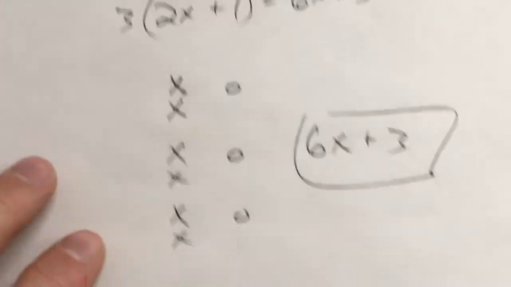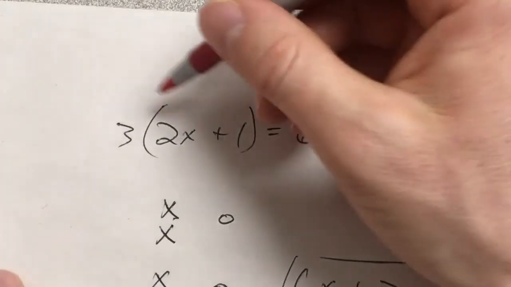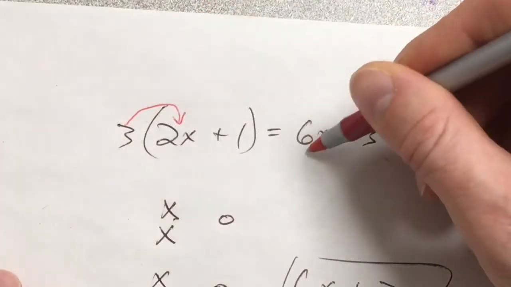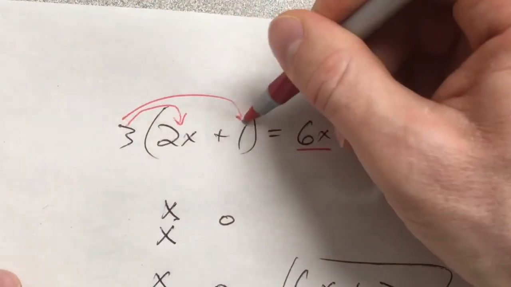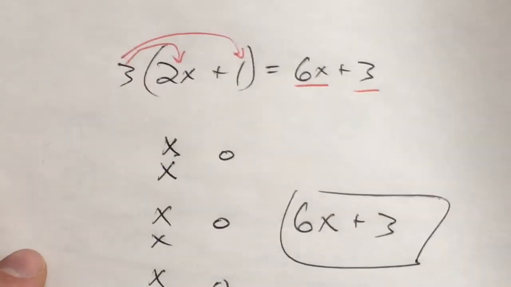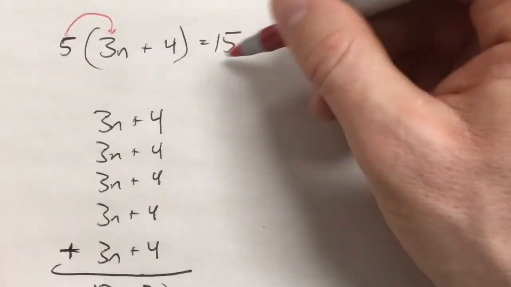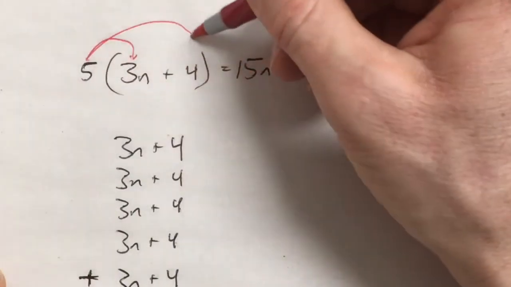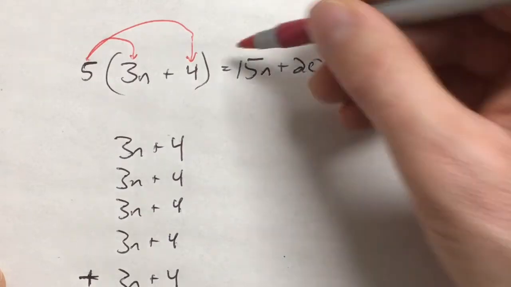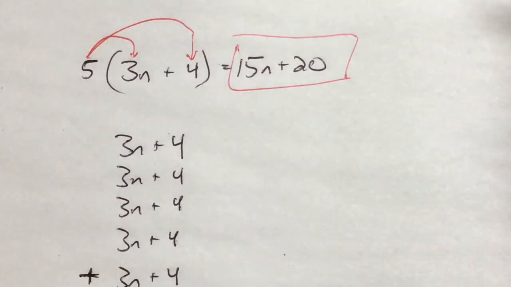Going back here, 3 times 2x is 6x, and 3 times 1 is 3. So the whole thing is 6x plus 3. Going back to this example, 5 times 3n is 15n, and 5 times 4 is 20. So for some students, that's just a quicker way to use the distributive property.